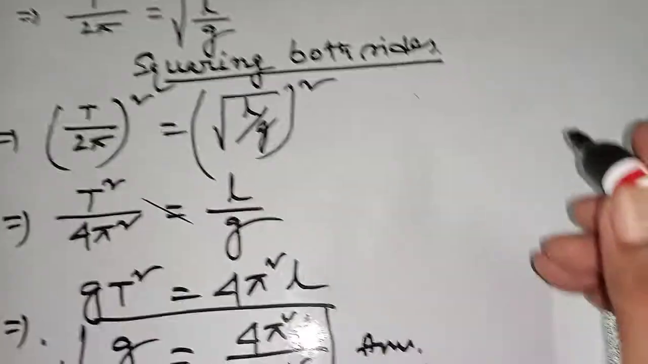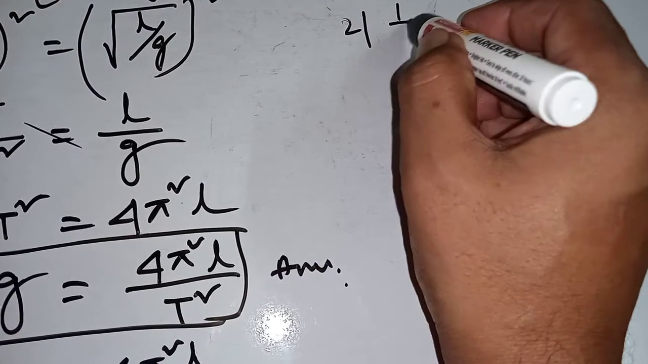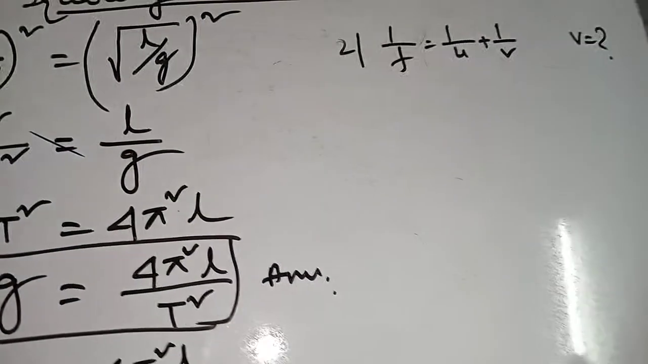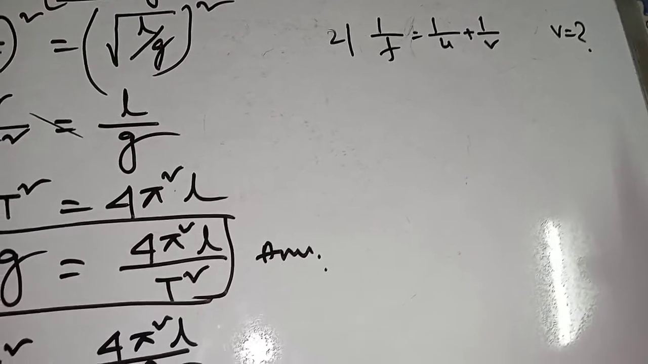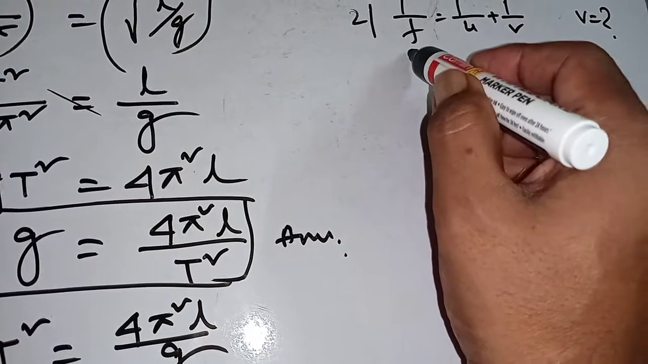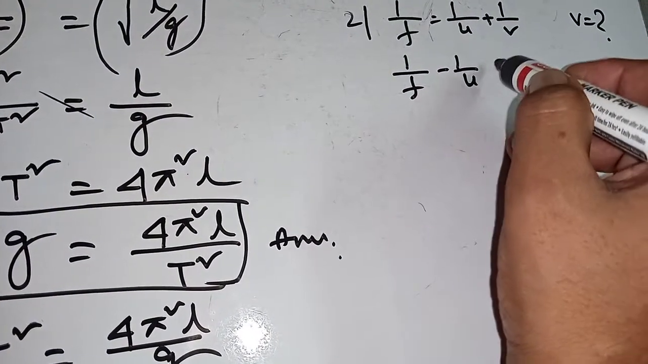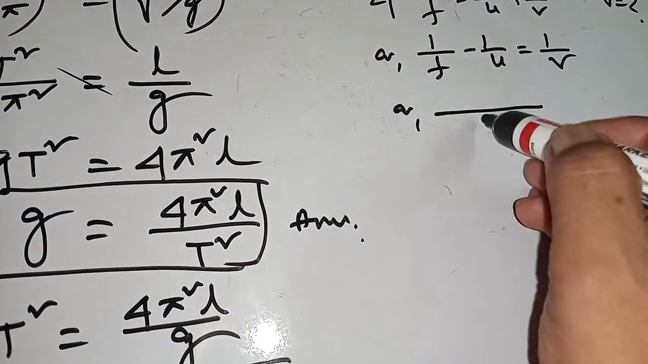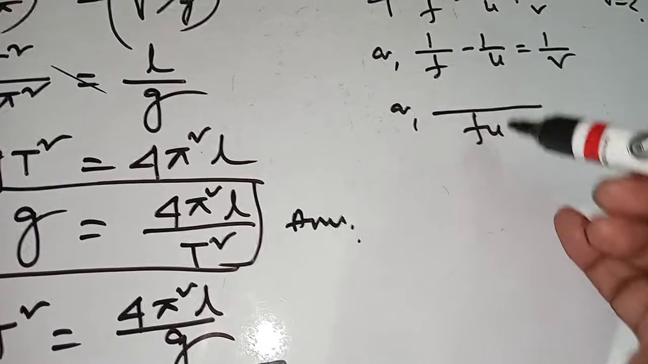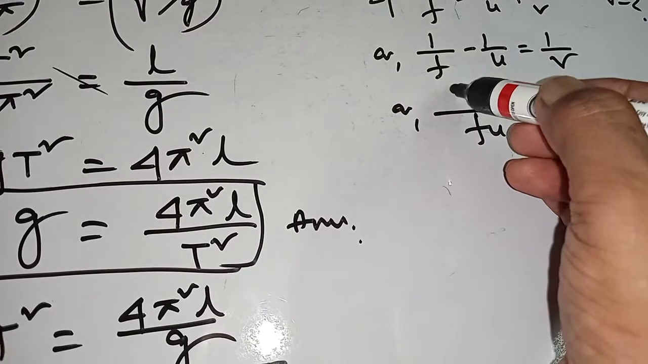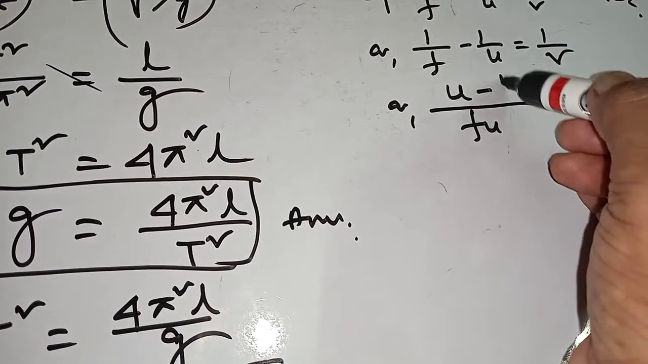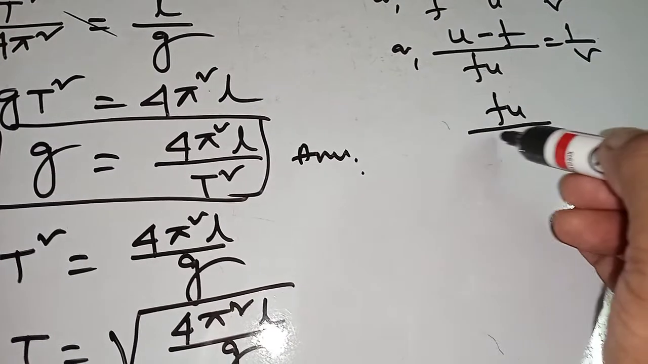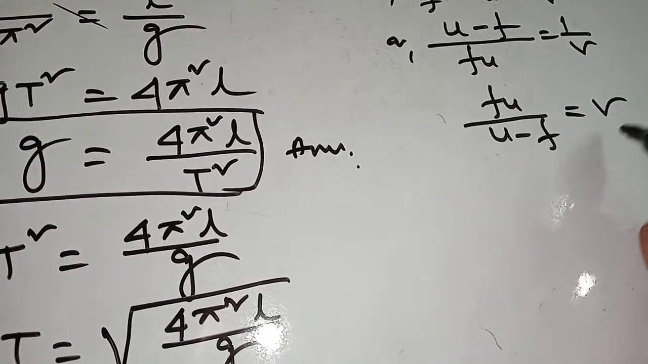Now next sum. Another sum, 2. 1 by F equal to 1 by U plus 1 by V, make V the subject. At first you remove 1 by U, so it will be 1 by F minus 1 by U equal to 1 by V. Now take LCM, F and U, both are uncommon, so FU is the LCM. Then it will be U minus F by FU equal to 1 by V. Now V will be FU by U minus F equal to V. This is the answer.